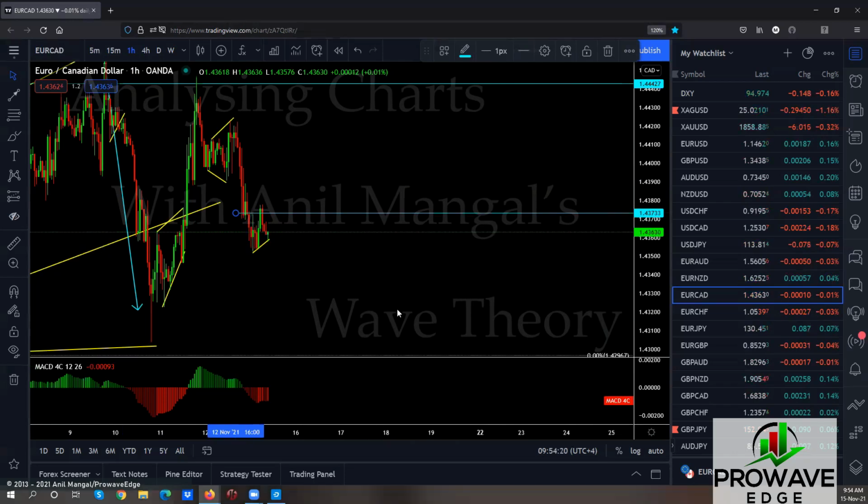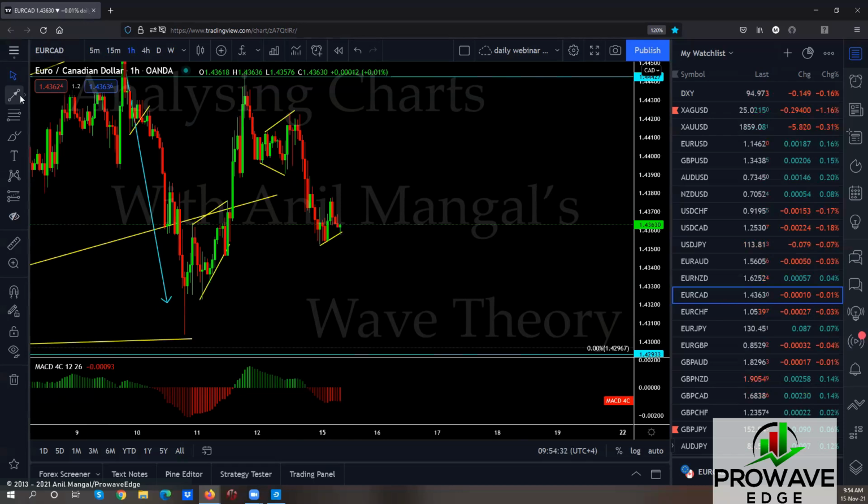So you could have probably closed it and re-entered. I did not put any re-entry. Or you could have put it at break even and manage it. I didn't do that either. I closed the trade and walked away. So now we're looking for a sell setup again.